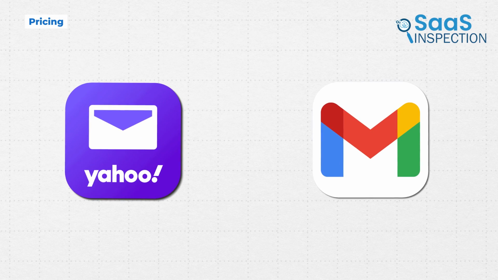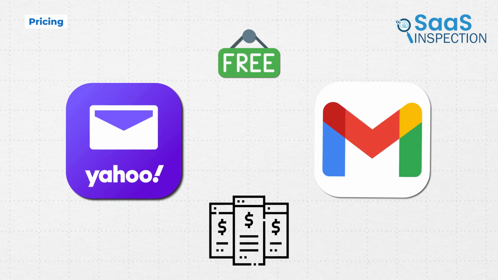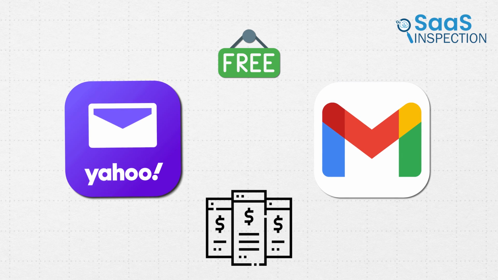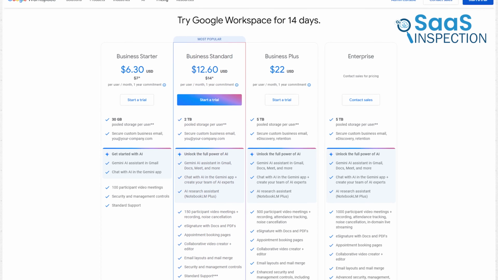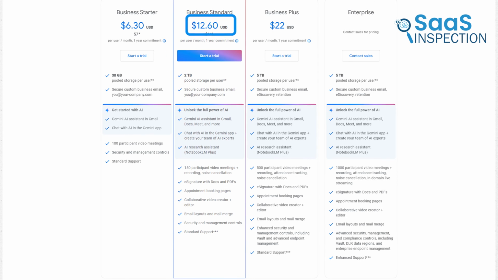When it comes to pricing, both email services are free, but they have paid plans with extra benefits. Yahoo Mail Plus costs $5 a month and gives you 5 terabytes of storage, no ads, and more security features. It's simple. One plan, one price. Gmail offers more flexibility. You can get extra storage and premium features for as little as $6.30 per month, with different plans going up to $12.60 for AI-powered tools and 2 terabytes of storage.